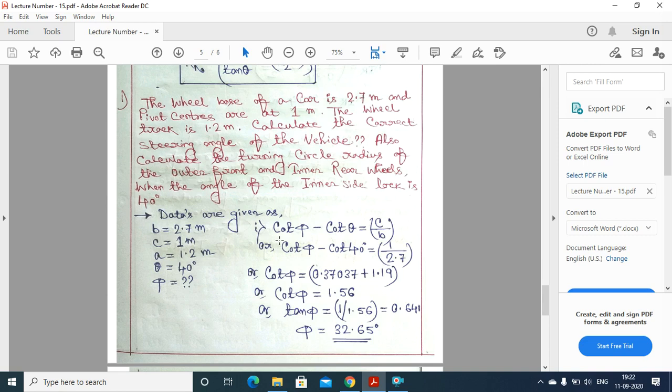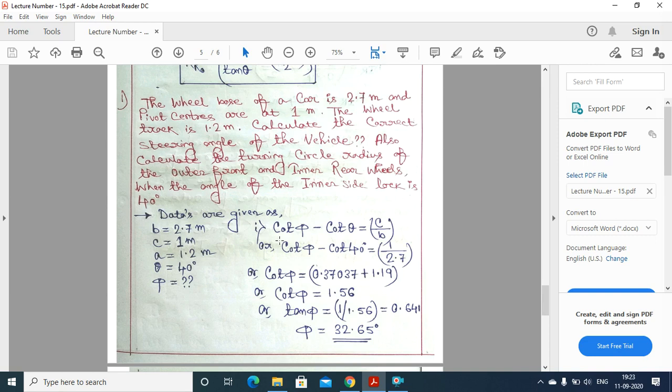The wheelbase of a car is 2.7 meter and the pivot centers are at 1 meter. The wheel track is 1.2 meter. Calculate the correct steering angle for the inside lock of the vehicle. Also calculate the turning circle radius of the outer front and inner rear wheels when the angle of the inner side lock is 40 degree. First of all, we have to note down what data has been given in this numerical.